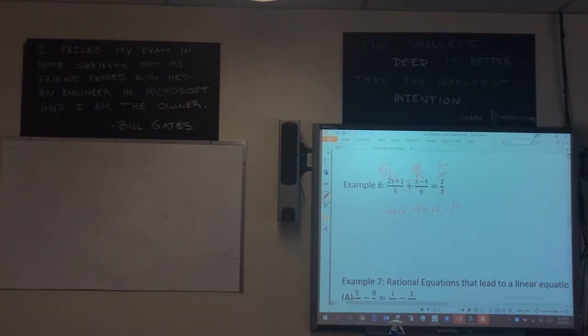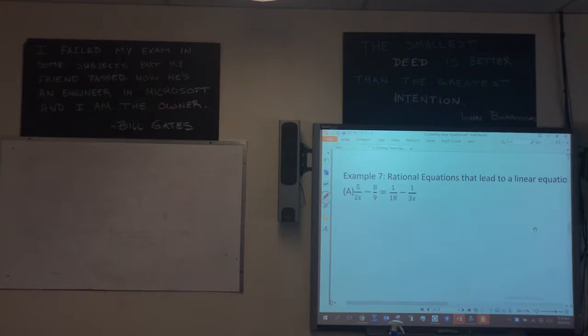So, I want to go to example 7 because it's very similar, but now what is different with 7 is that now where do your variables show up? They show up in the denominator, okay? And a lot of times when our variables show up in the denominator, it provides something that's a little bit more difficult to work with, okay?